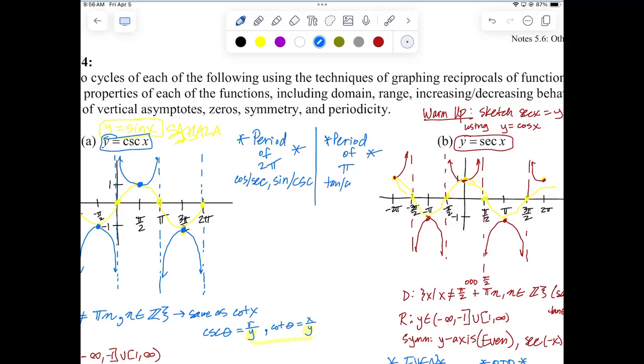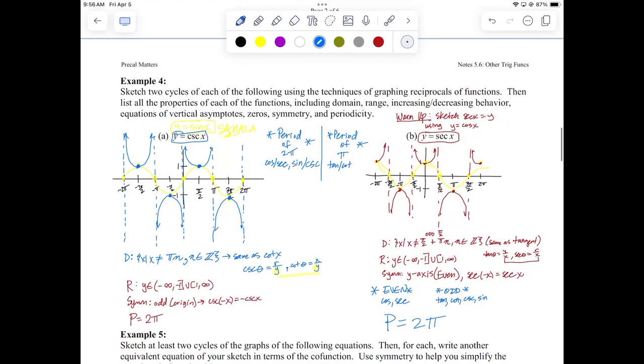Tangent and cotangent. Yeah, very good. So there's some similarities. You've got to make those connections. There's your new parent function, secant of x. You don't really have to memorize it, do you? Because you already know cosecant. If you know cosecant, it is a short stone's throw away to get the graph of secant.